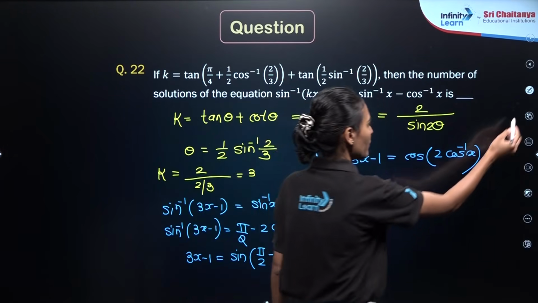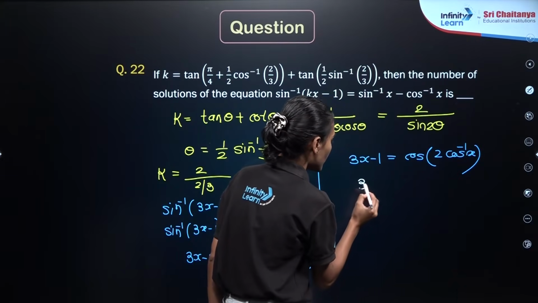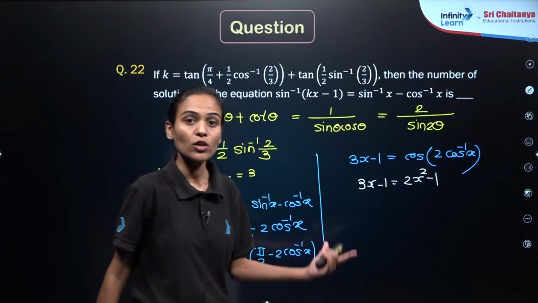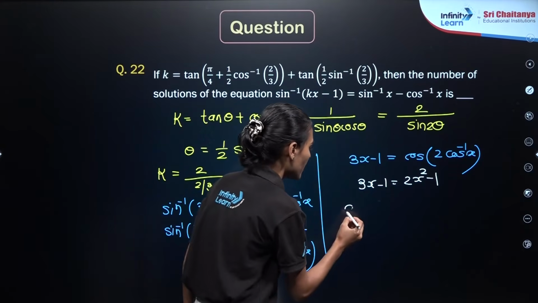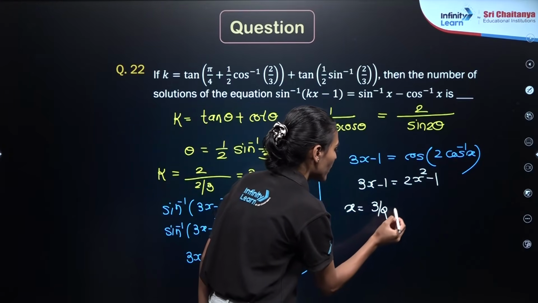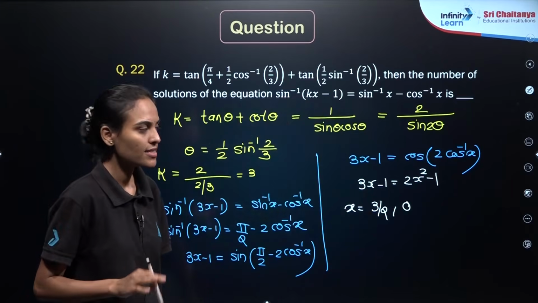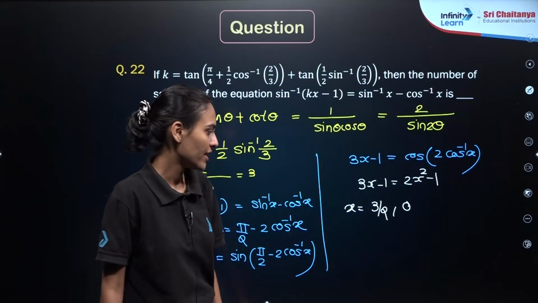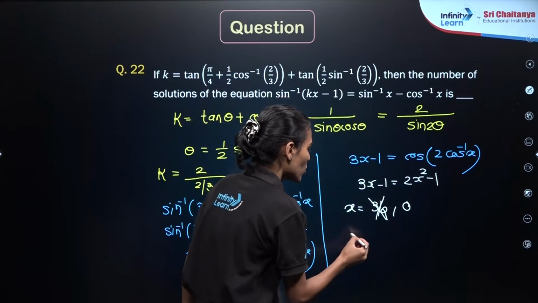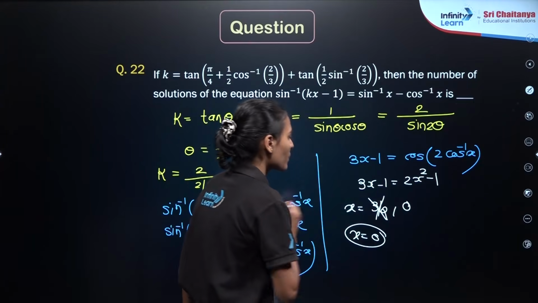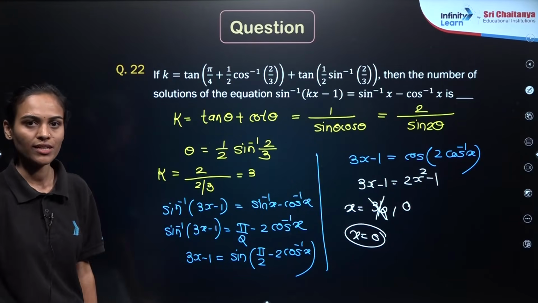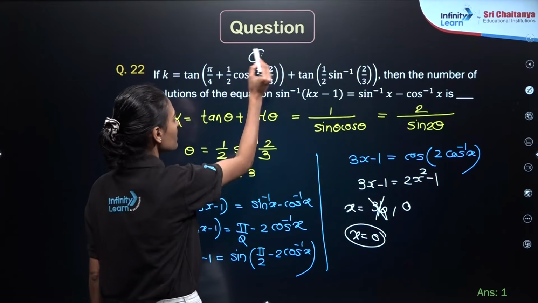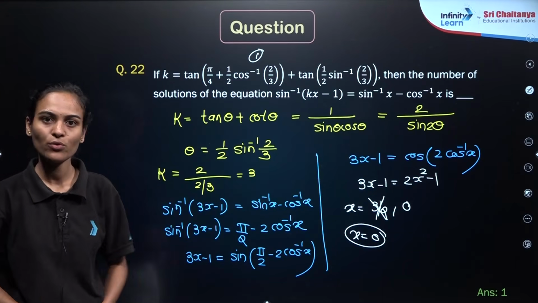So now if you simplify, you will get 3x minus 1 equals 2x square minus 1. You will get a quadratic equation and the roots will be x as 3 by 2 and 0. But if you take x as 3 by 2, sin inverse 3 by 2 is not defined, right? So this is rejected. So only x equal to 0 is accepted. So how many solutions? Only one real solution you will get. So the answer will be 1 here, right? So in this way you can try this question.